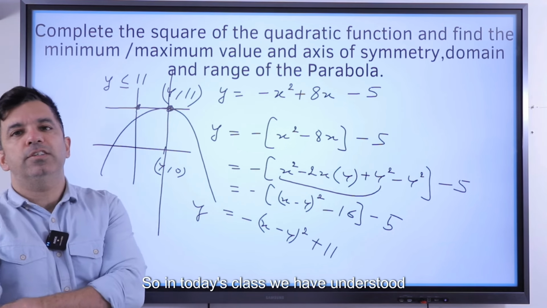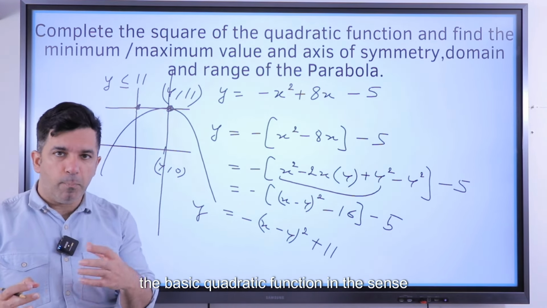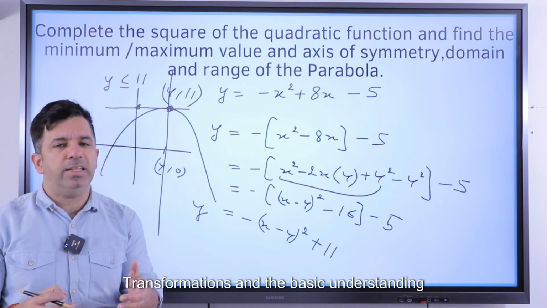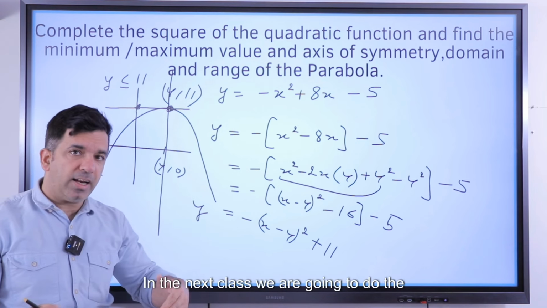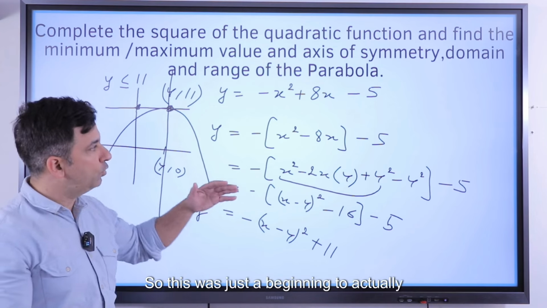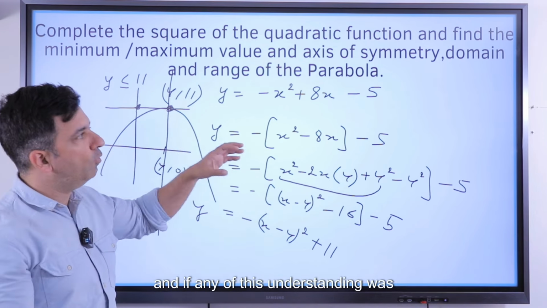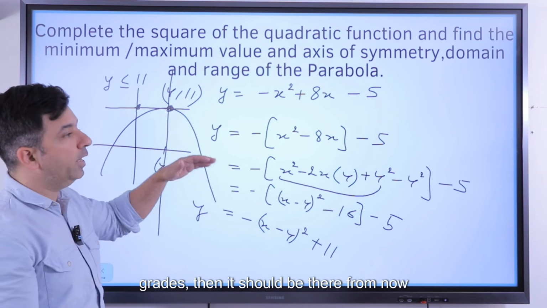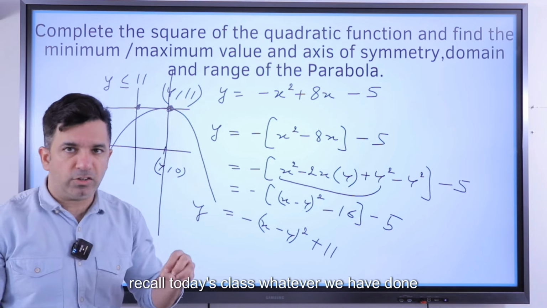So in today's class, we have understood first of all how to look at the basic quadratic function in the sense of a parabola. And we have used transformations and the basic understanding to deal with similar situations. In the next class, we are going to do the same task in a more generalized fashion. So this was just a beginning to make you recall whatever we already know. And if any of this understanding was missing in your mind in the previous grades, then it should be there from now onwards. So just recall today's class, whatever we have done.